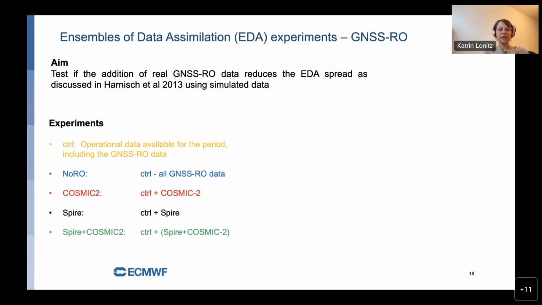So first, let's look into how the EDA spread changes when we add more GNSS-RO data. For this, I've run different sets of experiments: a control one, which is just using the data which is operationally used, including the GNSS-RO data. Then I excluded all of the RO data in blue, and then I added more data from the Cosmic 2 and the Spire constellations. And this was really possible in this ESA study because we had the availability of those two extensive GNSS-RO data sets.